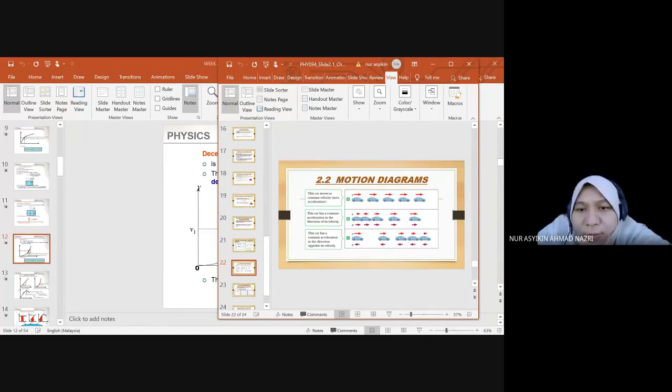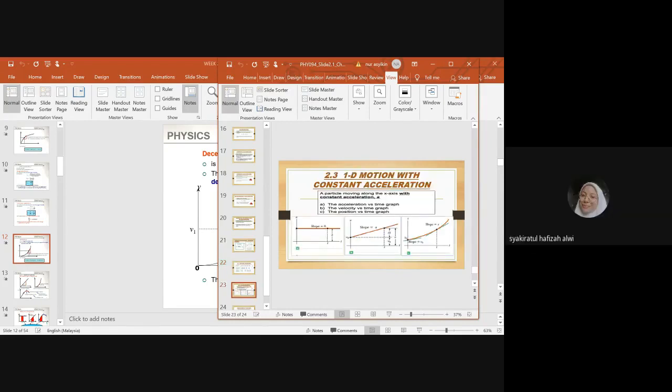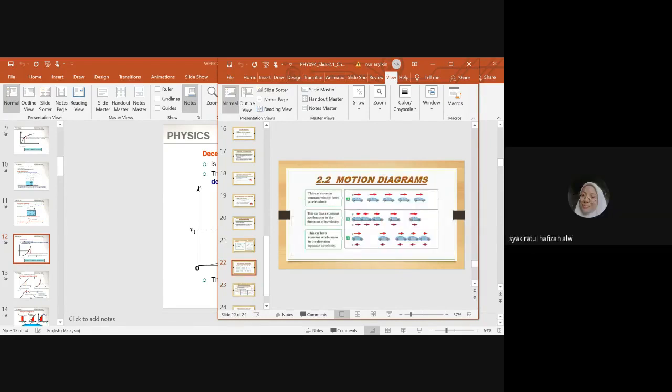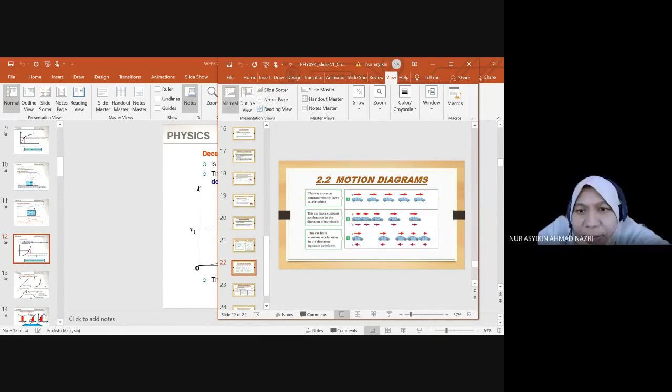This car has a constant acceleration in the direction opposite its velocity. Tapi apa explanation dia? Dia cakap decelerate ni. Tapi ada juga dia cakap, sebab yang ni dia kata car has a constant acceleration in the direction of its velocity. Okay, so tapi motion dia masih ke sini kan? Ni velocity dia. Acceleration ni, okay.